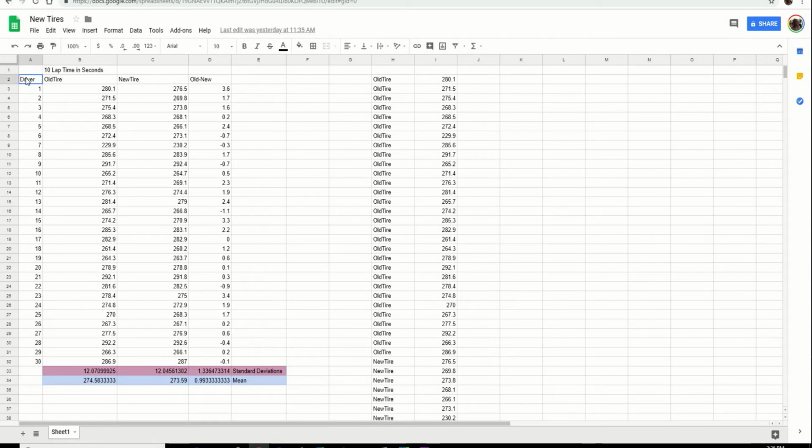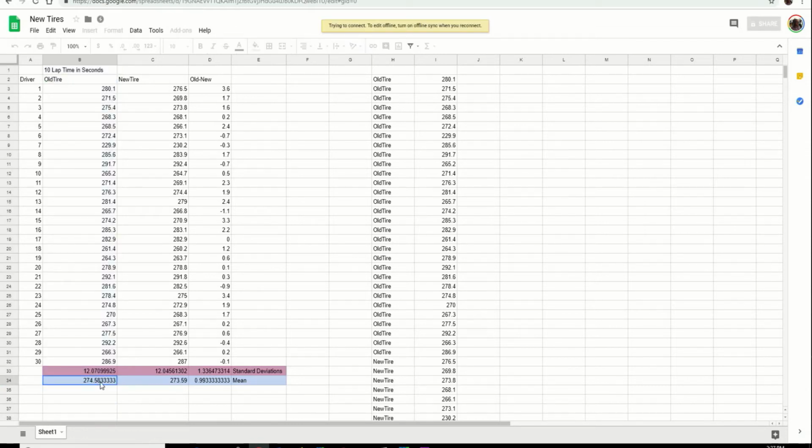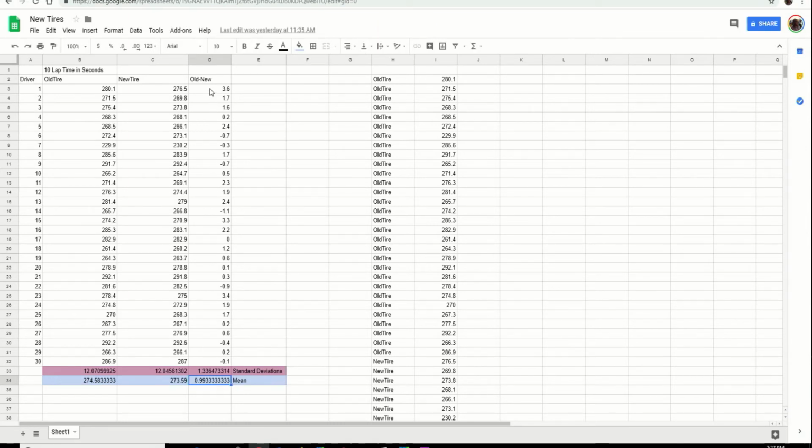So here's our data I've got that we started on over there. There's the drivers. We've got our 30 drivers, their time in the old tire, time in the new tire, and then computed the differences. Now you'll notice you could take, for example, old tire information and calculate the mean, which would be 274.583 repeating. You could look at the new tire info and compute the mean, 273.59. And you could take the difference in those two, and you would get 0.993 repeating. Or you could take the mean of these differences.